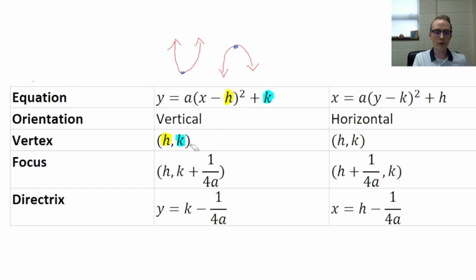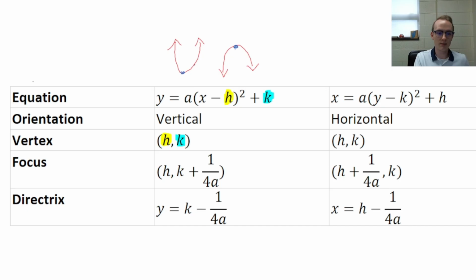The y-coordinate of your vertex is k. That's the number added on at the end. Since the general form is just plus k, then we don't have to take the opposite or anything. It's just whatever's being added or subtracted on at the end. Okay, so the nice thing about vertex form is, again, you can immediately figure out where your vertex is, which can then help you find your focus.